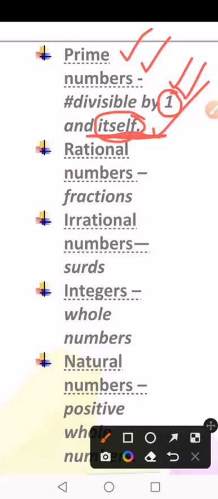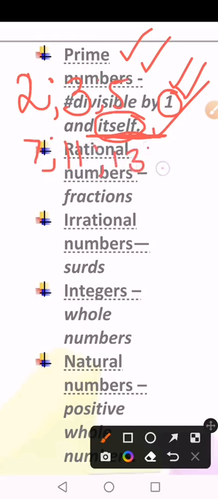Then we have, for example, the number two. This is the smallest prime number. We have three, five, seven, 11, 13, 17, and so on. 19 is also a prime number. Any number with only two factors, that is one and itself, is called a prime number.